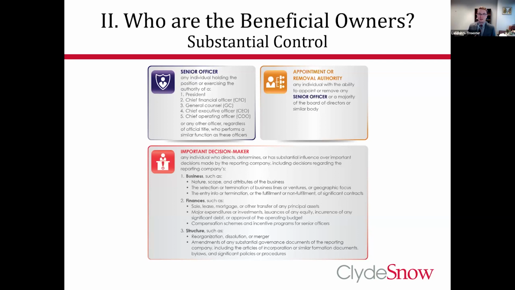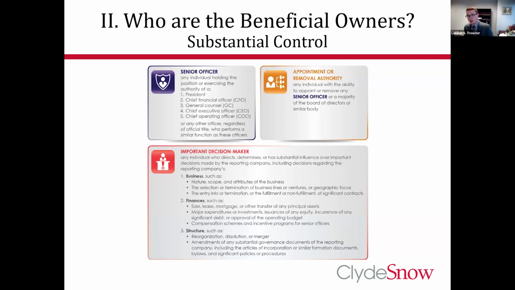The important thing to keep in mind on the senior officer standard, this top left quadrant, is that it doesn't matter what your title is. Look to the economic realities of the situation. If someone has the power that is equivalent to a CEO, even if they're called the vice president of something, FinCEN's view is that if they have the power of a CEO, they are going to be reportable as a senior officer if they have that type of authority.